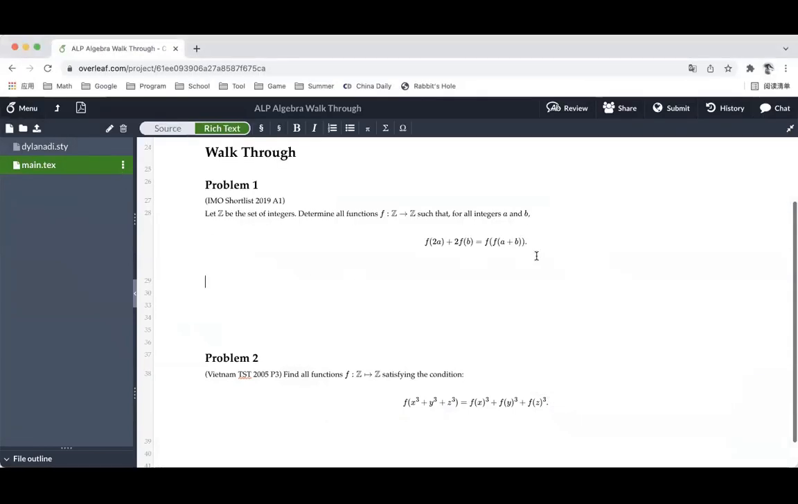So first, the problem is from the IMO shortlist 2090 A1. Let Z be the set of integers. Determine all functions f from Z to Z, such that for all integers a and b, f(2a) + 2f(b) = f(f(a+b)). So we can first think for a while before we begin our walkthrough.